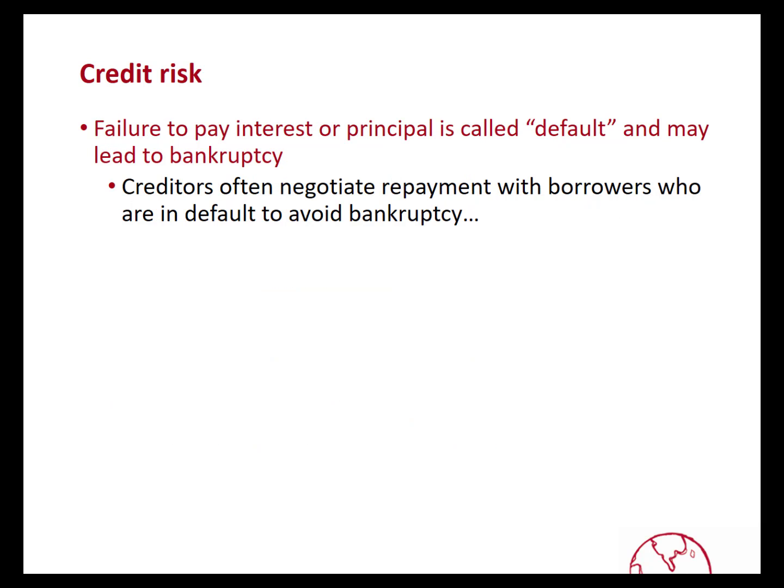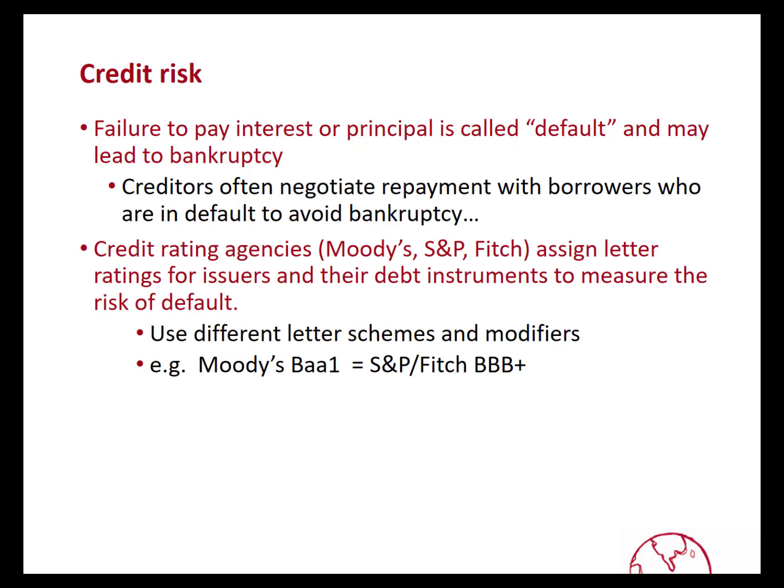So credit risk is a failure to pay interest or principal, and that leads to what's called an event of default, but it may or may not lead to bankruptcy because many investors would rather avoid going into bankruptcy and having to liquidate the assets of the firm in order to recover their investment. So they'll often trigger an event of default, which will lead to a renegotiation. How do you understand what that risk is?